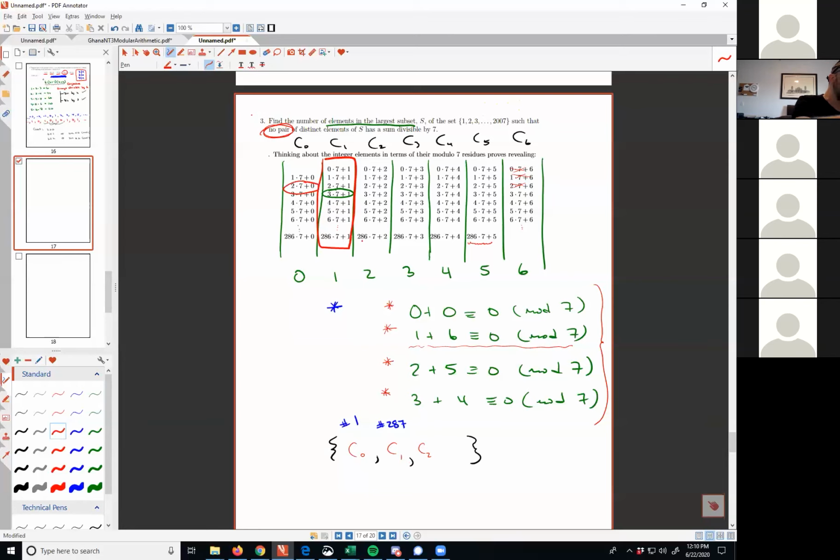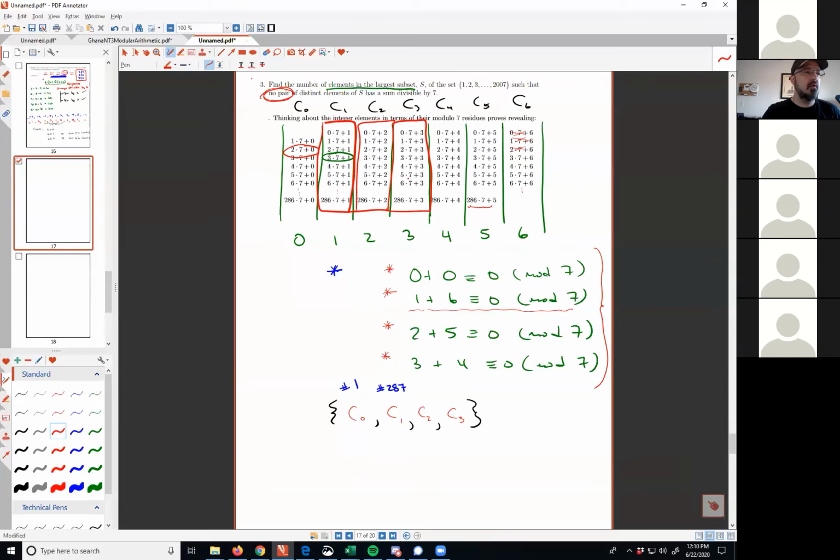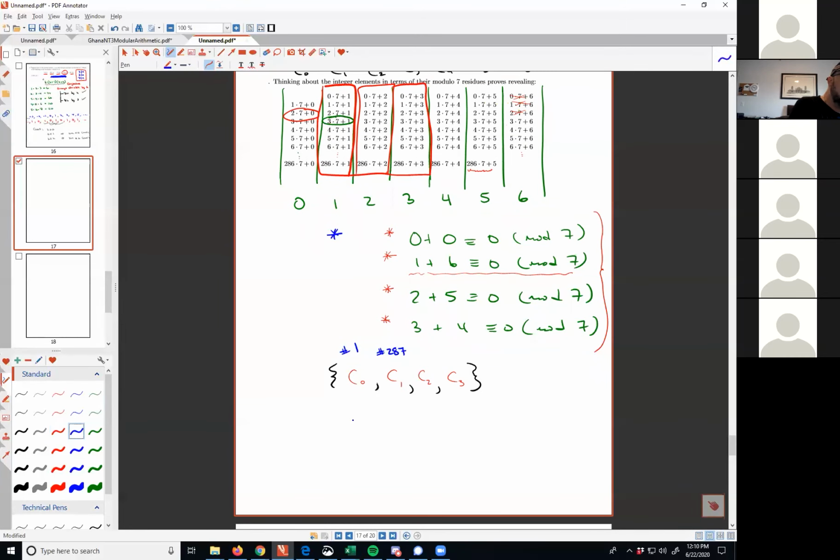So we can include one number from column 1, all the numbers from column 2, and all numbers from column 3. And again, we could choose column 4, same number of terms. And so in total, what we're going to get is 3 times 287 plus 1, which is, I think, 862. Somebody can check my arithmetic. Yes, correct.